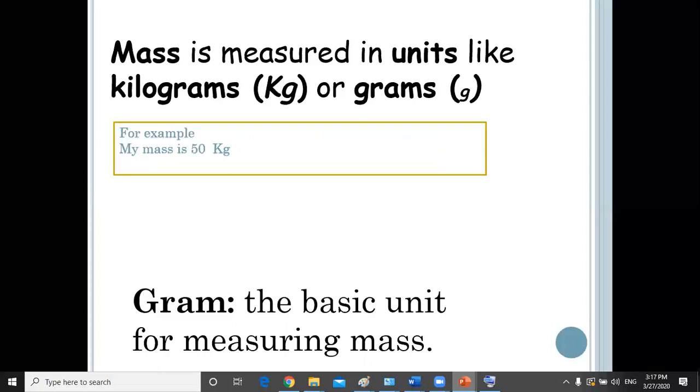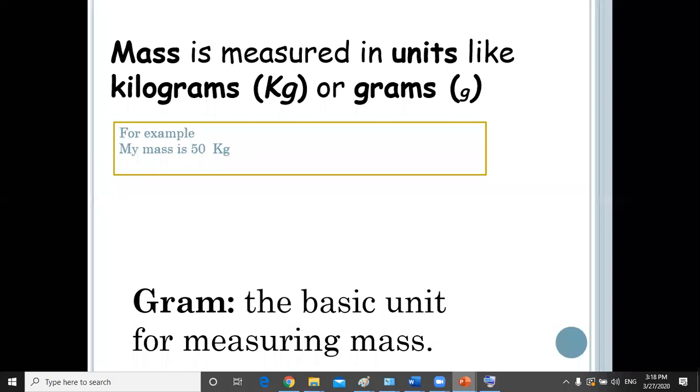So when I say my mass is 50, I mean 50 kilograms. We use kilogram for heavy things and we use gram for light things. But you have to know that gram is the basic unit for measuring mass. Okay?